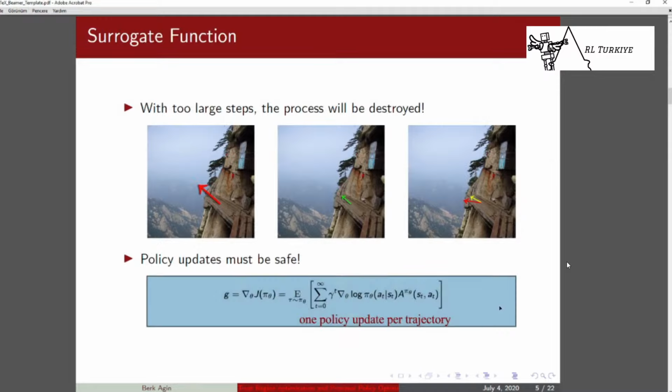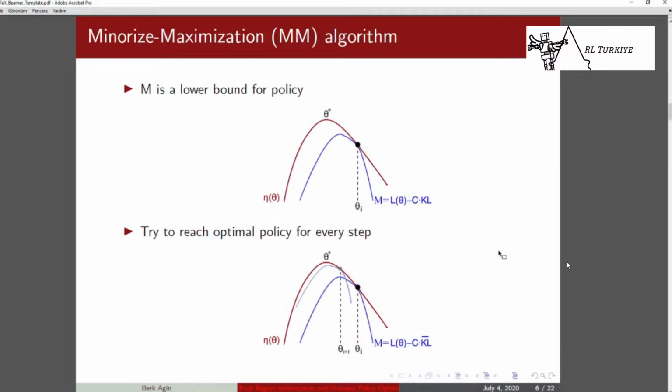Then after this slide, we can see the minorize and maximization algorithm. M is a lower bound for the policy in here. This is a KL divergence parameter, and we will see it after some slides. The loss function in here is equal to the M parameter. So we are trying to reach the optimal policy for every step.